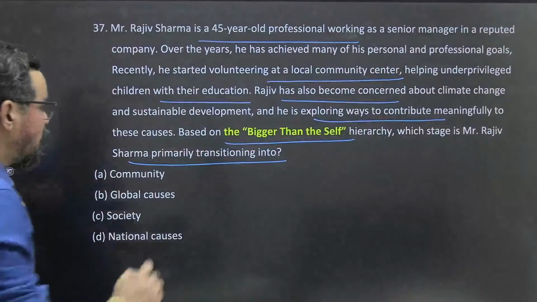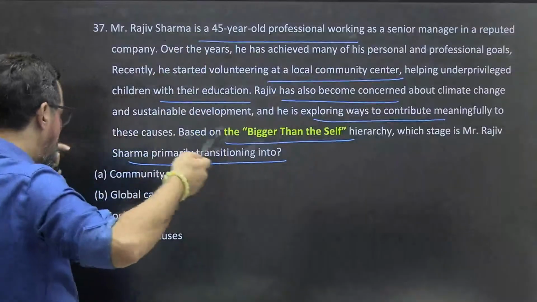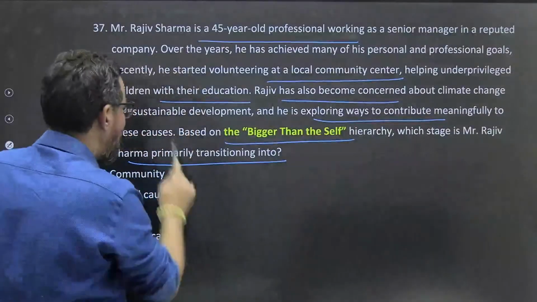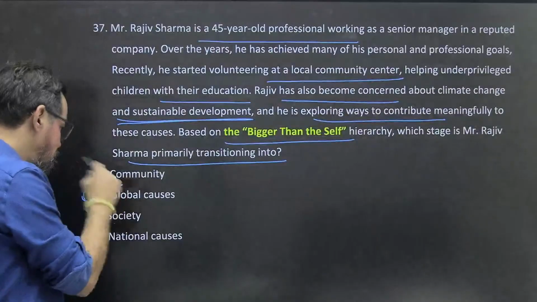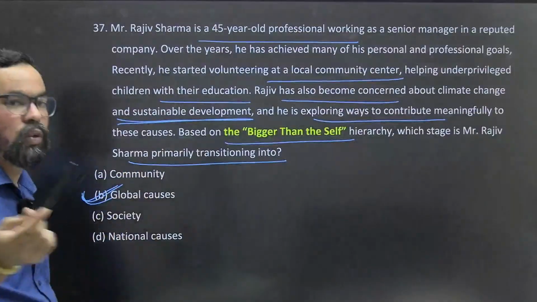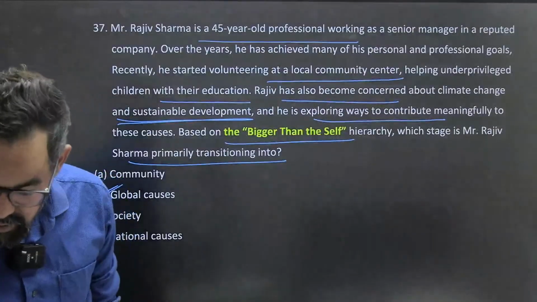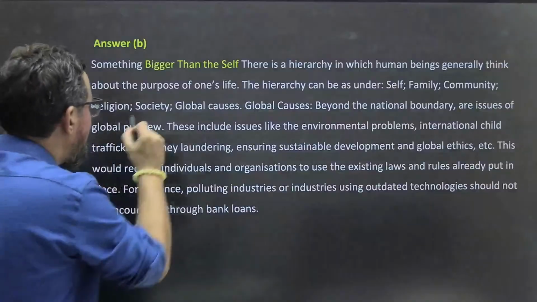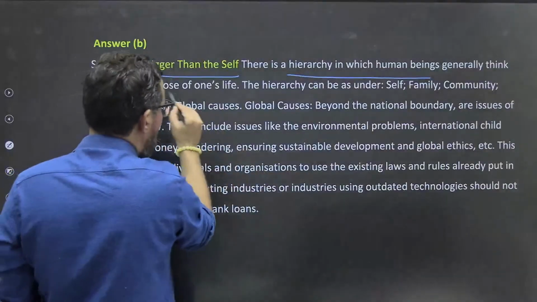No, actually he is moving toward this one also. He is moving from community to regional, and now if it is around climate change, climate change and sustainable development is a global issue. So it comes under this one. The first actions are generally community, society and national, but now he is moving toward global issues also. Now he is thinking about climate change and sustainable development, that comes under global. Yes, Hemant sir, 100% true. Option B should be the right answer for this one. Bigger than self is a hierarchy in which human beings generally think about the purpose of one's life.